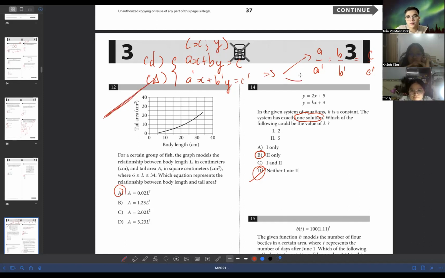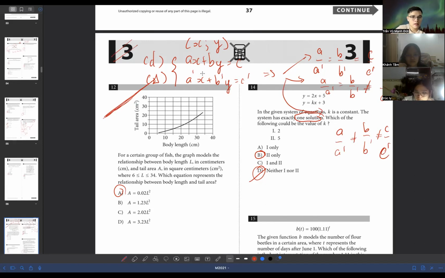And if a over a' equals b over b', different from c over c', this will result in two parallel lines. Okay, d and delta will be parallel to each other. And when it comes to exactly one solution, it will be a over a' different from b over b'. As you can see, a, b, and c are the coefficients of x and y. Okay, a is a coefficient, b and c are also coefficients. So in this case, 5 is a coefficient.